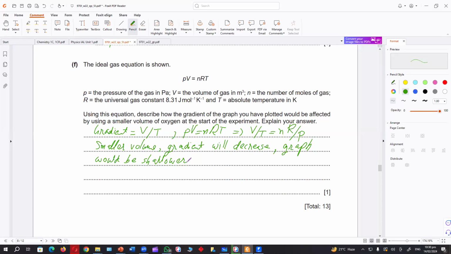Gradient and V upon T are linked. But that was already linked. What's the purpose of giving this equation? No, no link is establishing.